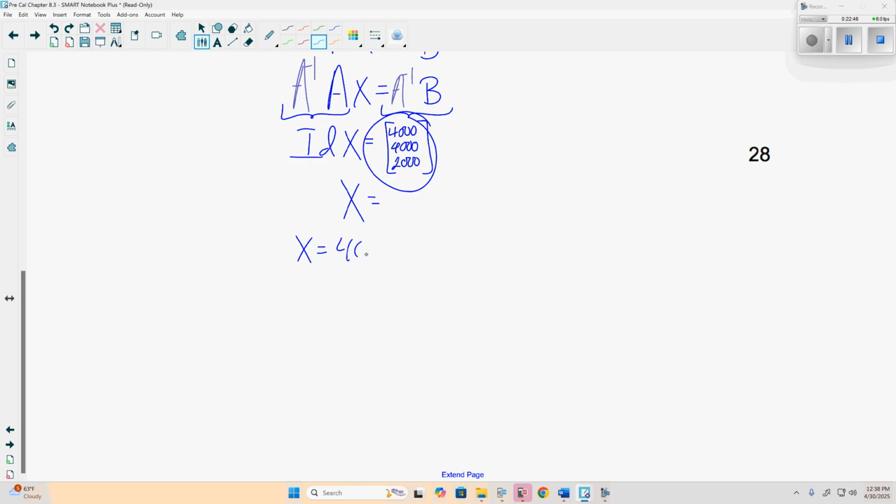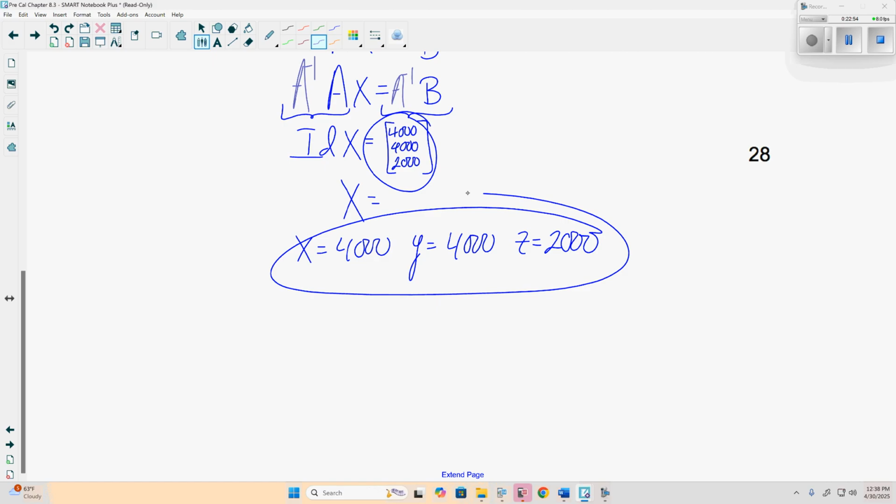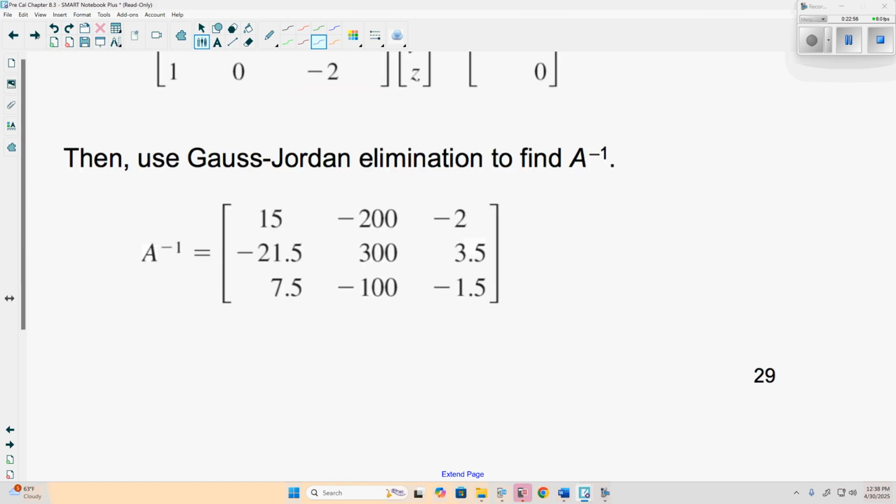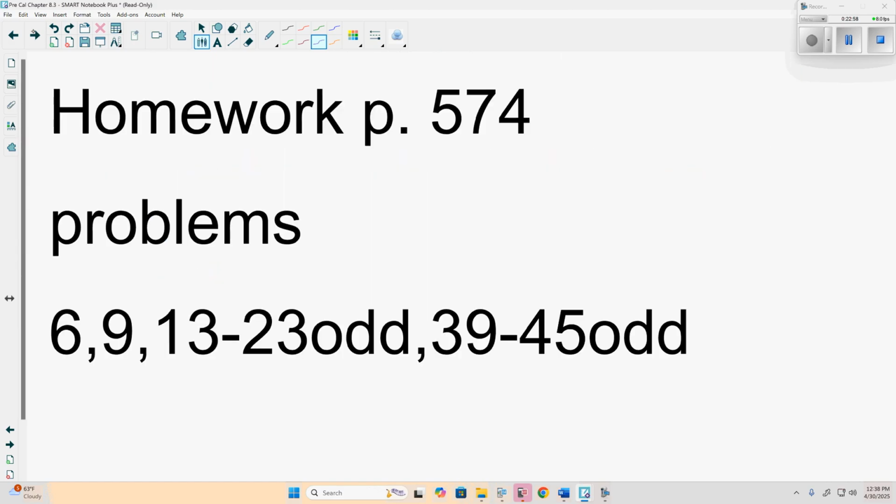So x is 4,000, y is 4,000, z is 2,000. And that's it. Now we could have also solved it using a 3 by 4 matrix, but we'd have to put the solutions into the matrix using an augmented matrix instead of this.